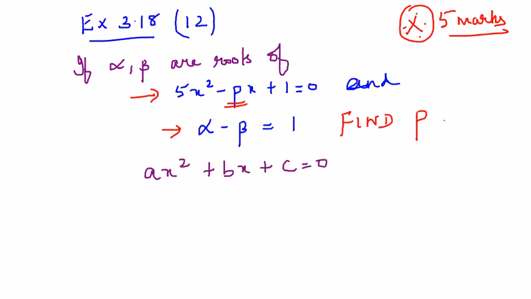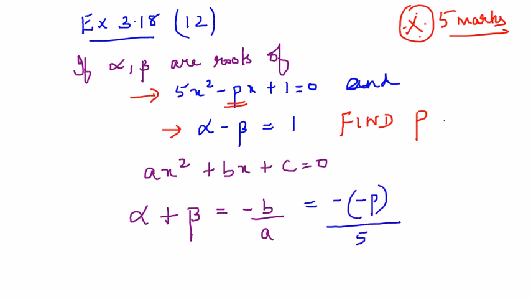So when that is the case, alpha plus beta, the sum of the roots, is equal to minus b by a. And this is a formula, right? So here minus b is equal to minus p. So minus of minus p by 5, which is p by 5. So you note it down.